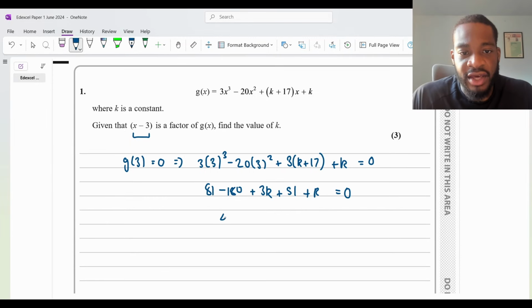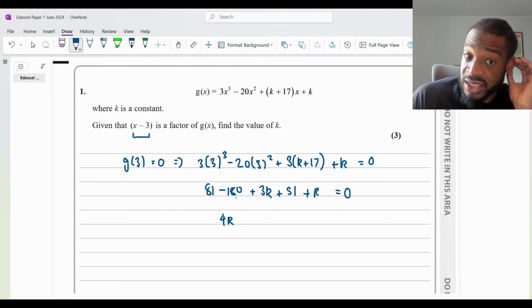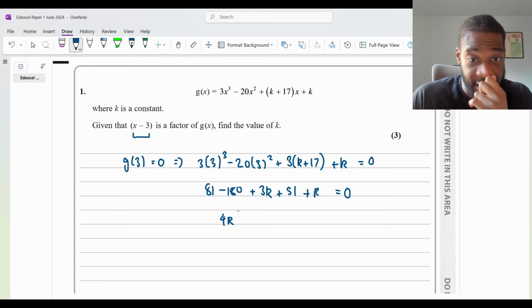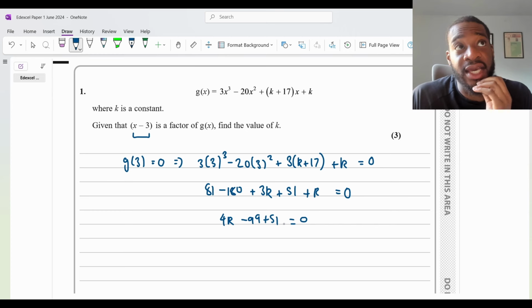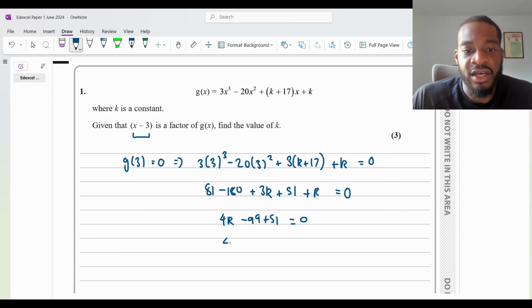What's that? I've got a 4k there. I've got 81 minus 180, which is minus 99. Yep. So we've got minus 99 plus 51 is equal to 0. What is that equal to? 99 minus 51 is 48. So that's minus 48. So we've got 4k minus 48 is equal to 0.